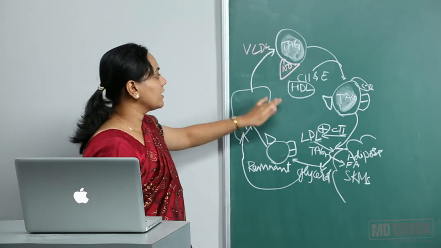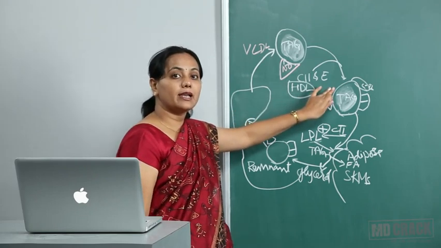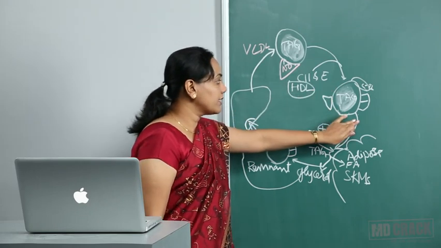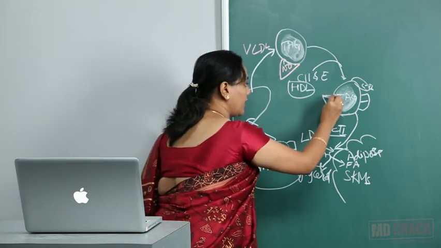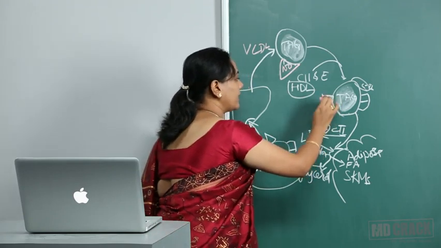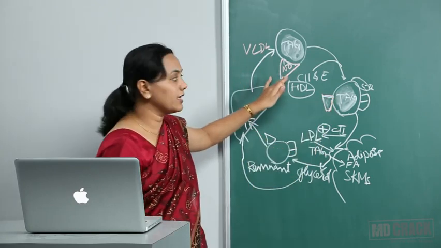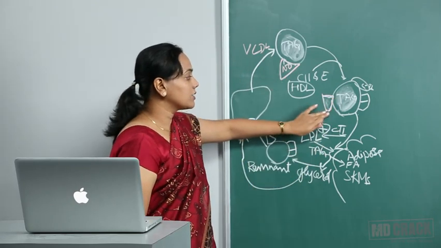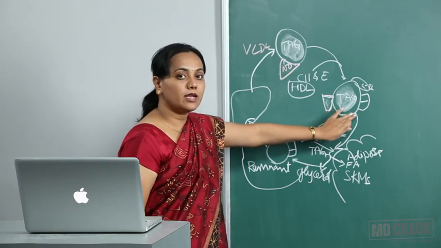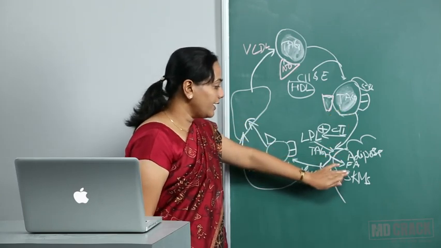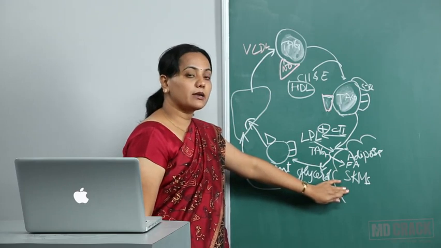Now this VLDL also takes up ApoC2 and E from HDL. It also takes up, please remember, ApoB100 is still there for it. This is the only lipoprotein other than LDL which contains ApoB100. So ApoB100 is still there. It has a lot of triacylglycerol. It also goes to the extrahepatic tissues.